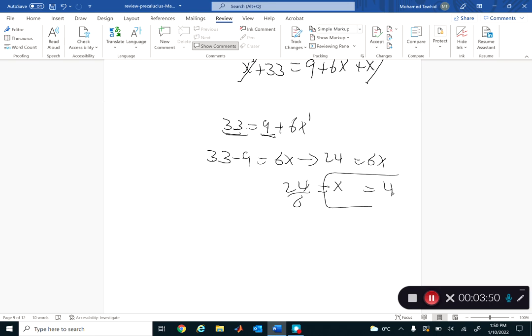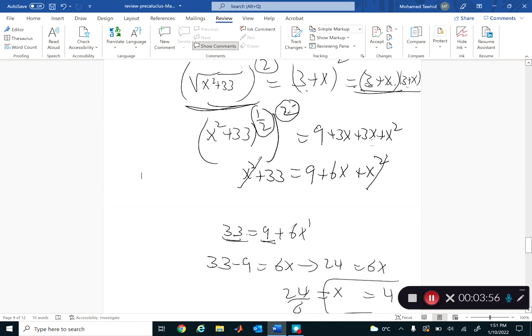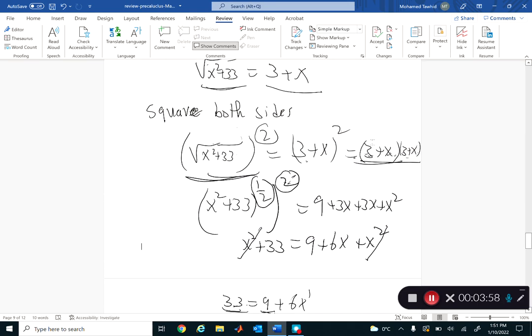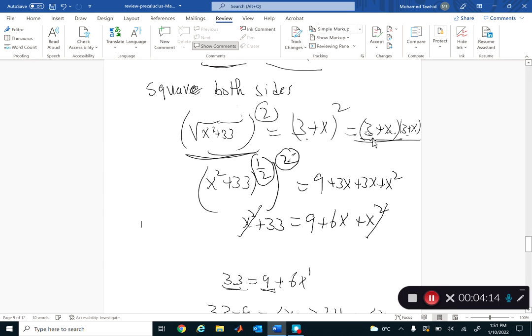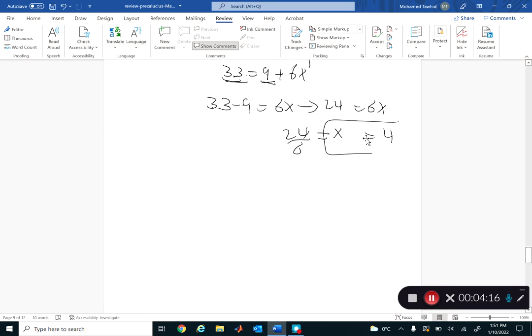Your x here is 4, right? So that is our solution, x equals 4. You can always check by going back to the original equation. Replace x by 4 on the left-hand side and you will see that you get 3. That is how you check whether your solution is correct or incorrect.